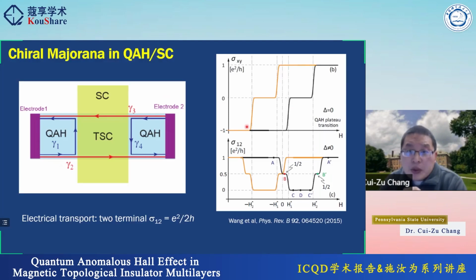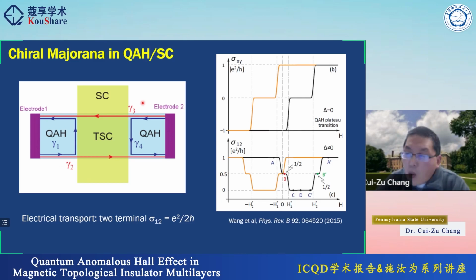And finally, I want to introduce our work about the Majorana physics in quantum anomalous Hall and superconductor hybrid structures. In quantum anomalous Hall and superconductor samples, we know that chiral topological superconductivity and the chiral Majorana have been predicted by Professor Shou Cheng Zhang in 2010, and later in several works. In 2015, Shou Cheng Zhang also predicted a very simple transport configuration to detect the chiral Majorana.